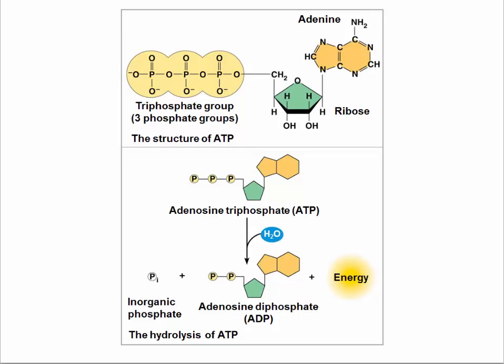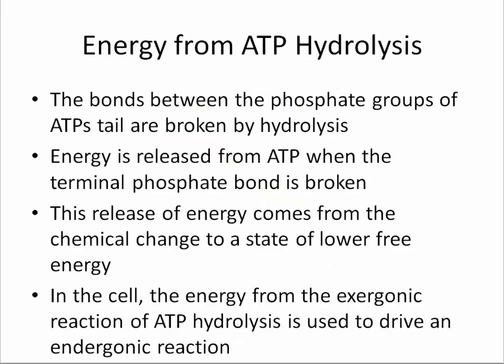When ATP is hydrolyzed, it becomes ADP, and energy is released, and 1 inorganic phosphate is also released. So the bonds between the phosphate groups of the ATP tail is broken by hydrolysis, and energy is released from ATP when the terminal phosphate bond is broken. This release of energy comes from the chemical change to a state of lower free energy. So that's kind of cool.